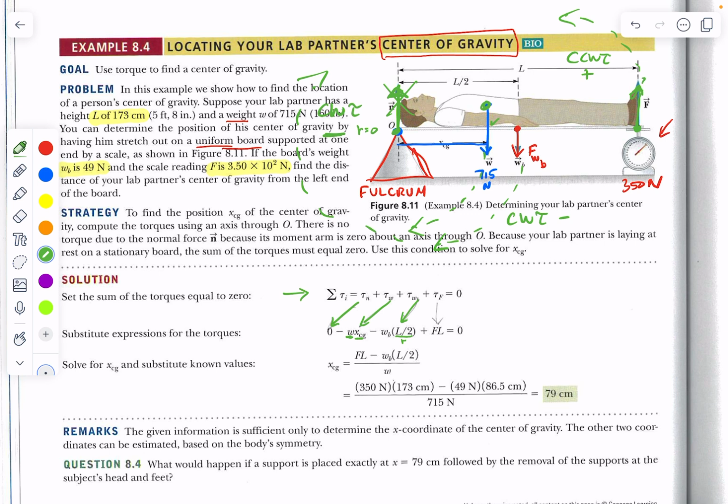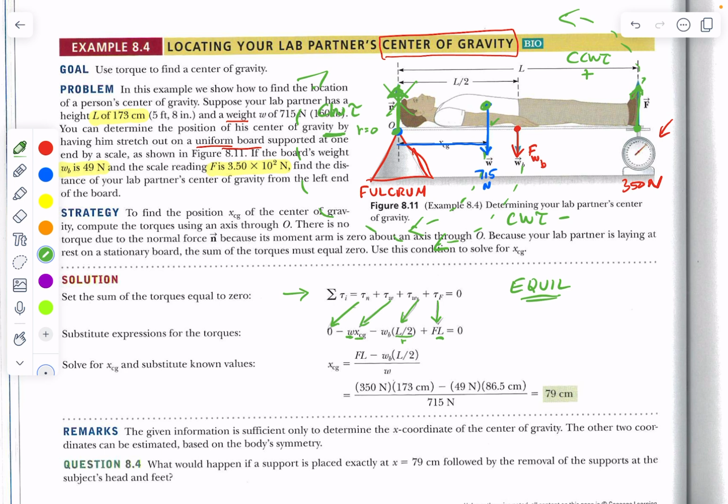And then finally, when we look at the scale itself pushing up, the normal force of the scale pushing up with some force F, it acts perpendicularly at a distance, the full length of the board from the fulcrum. So once we have that equation in place, the summation of all the torques must equal 0. In other words, it's at equilibrium, which is something we'll investigate in more detail in the next section of the chapter.